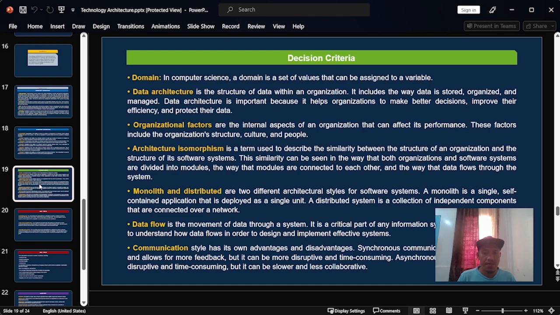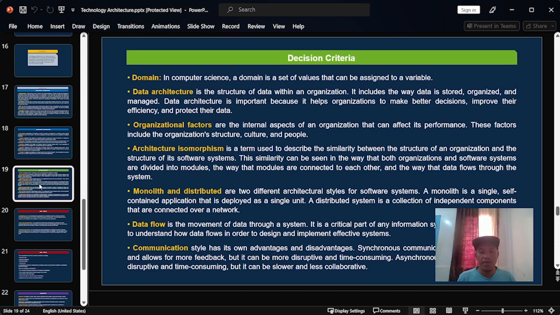Architecture isomorphism is a term used to describe the similarity between the structure of an organization and the structure of its software system. The similarity can be seen in the way that both organization and software system are divided into modules, the way the modules are connected to each other, and the way that data flows through the system.